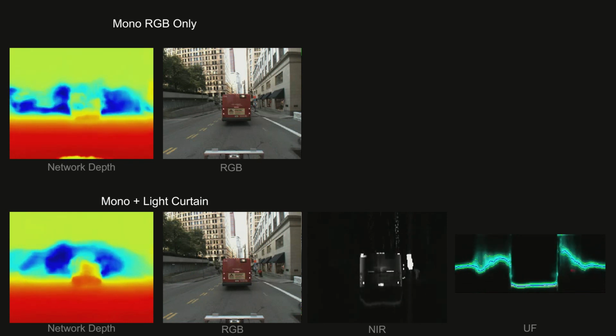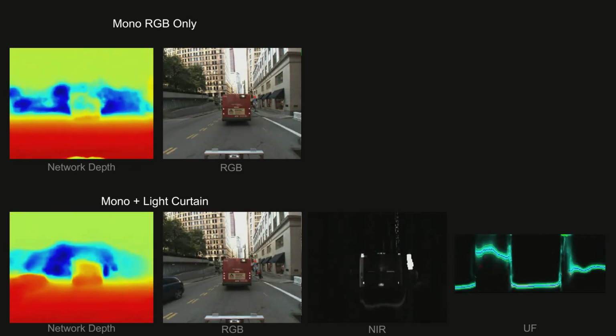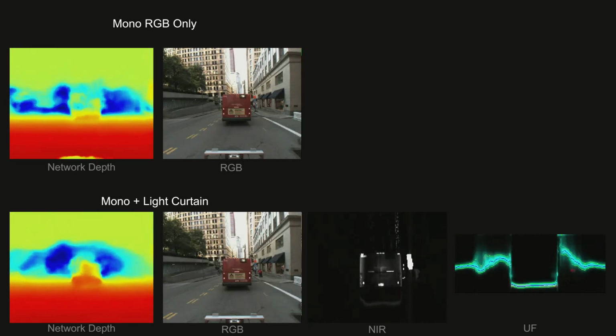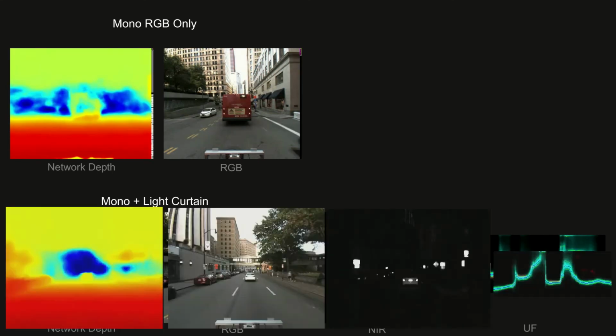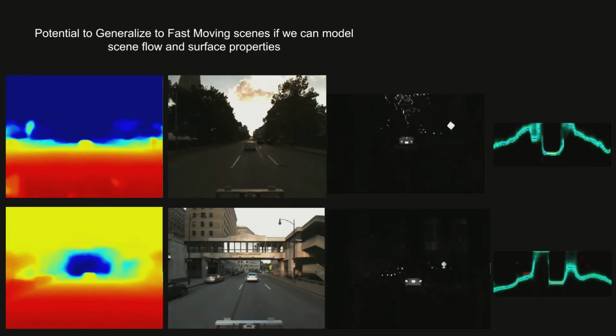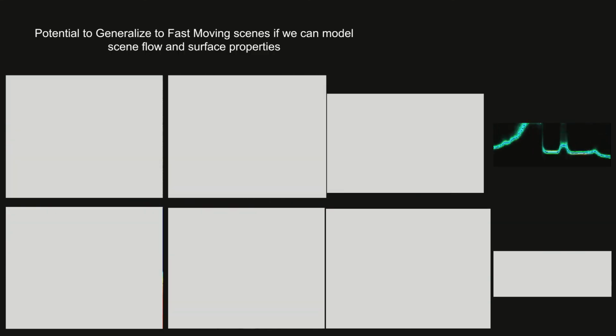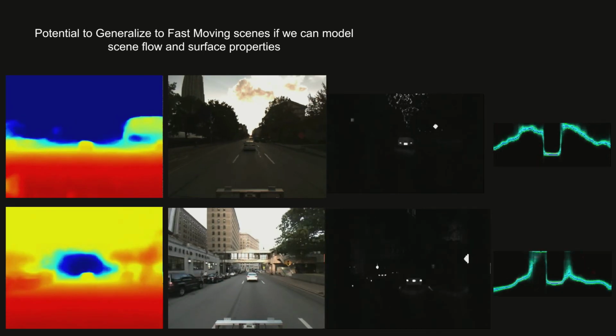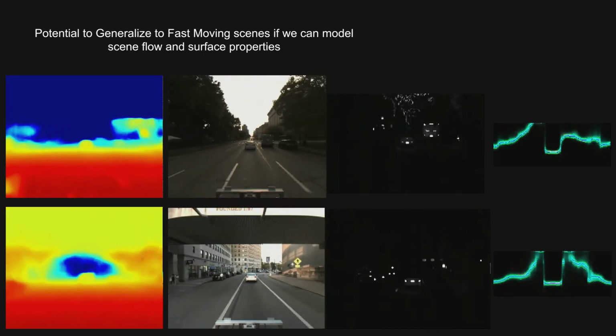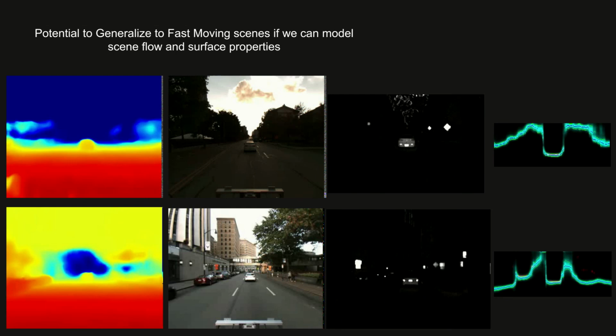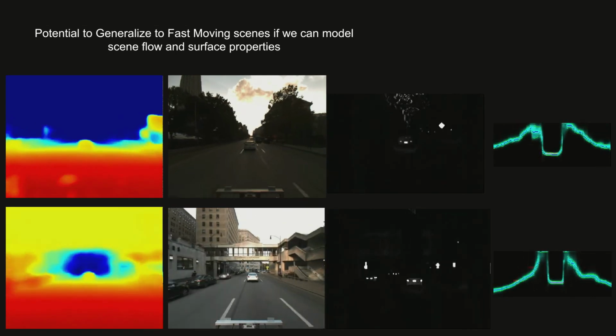We also tested this in driving scenarios outside. Our method has potential to generalize to fast-moving scenes if we can model the scene flow and surface properties. Notice how we're keeping track of the object by placing curtains on the objects in the scene that are moving.